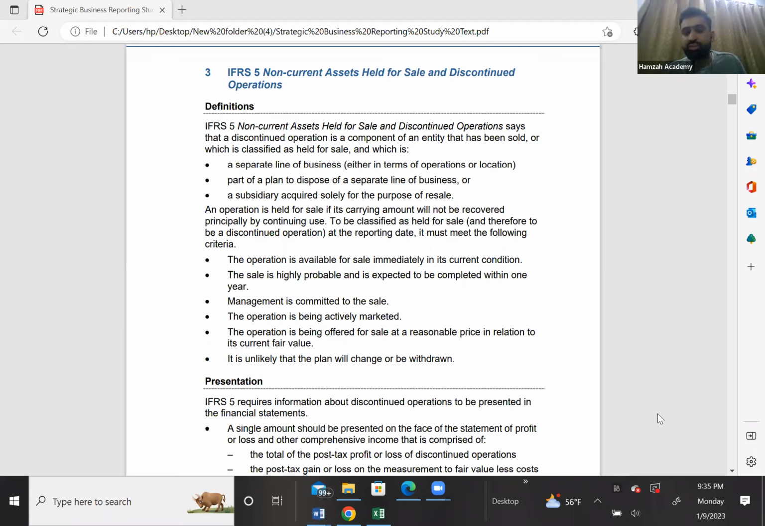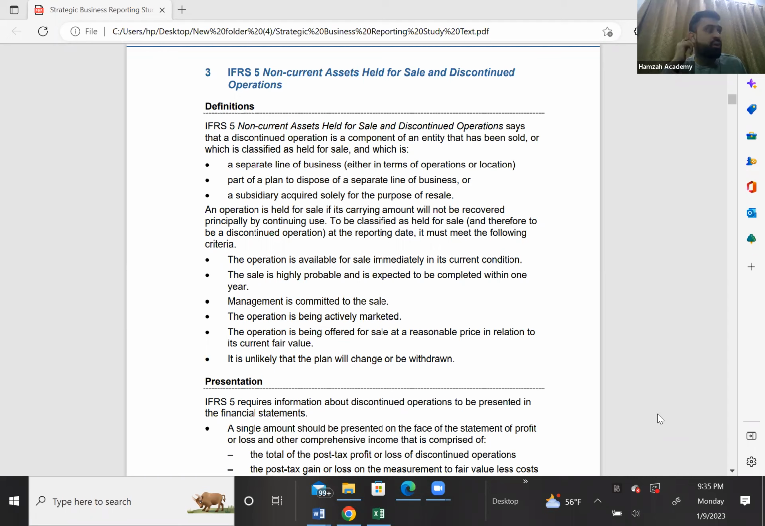Now, what is a discontinued operation? Discontinued operations are basically a component of the entity, you can say a cash generating unit of the entity, which has been sold or classified as held for sale. And that component of the entity represents a separate business line. Separate business line means a separate production line or a separate geographical area.